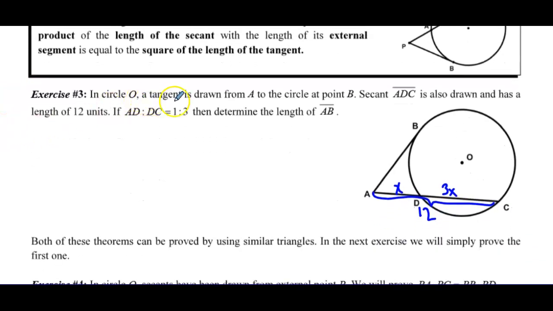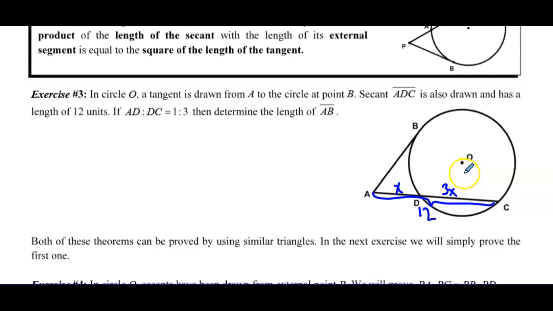All right, circle O, it's tangent from A to the circle at point B. All right, so secant ADC is drawn. We've got that. Length of 12, we've got that. Ratio 1 to 3, we got that. So it's not 1 and 3 units, it's 1 to 3 ratio, 1x and 3x. Determine the length of AB.